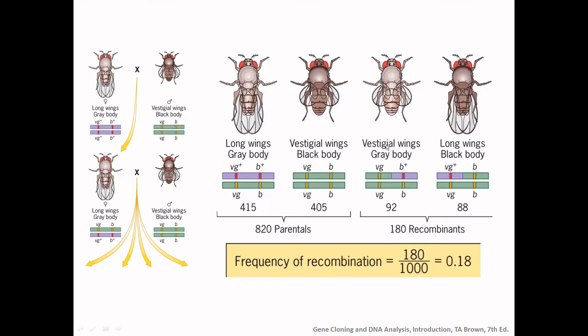And here this is vestigial wing and gray body. This is a mixed character. Long wing black body is a mixed character. So these are the recombinant ones. So the distance between the two genes is 92 out of, this is 180 recombinants out of 1000, it is 18%. Or that is 18 centimorgans between the two genes.